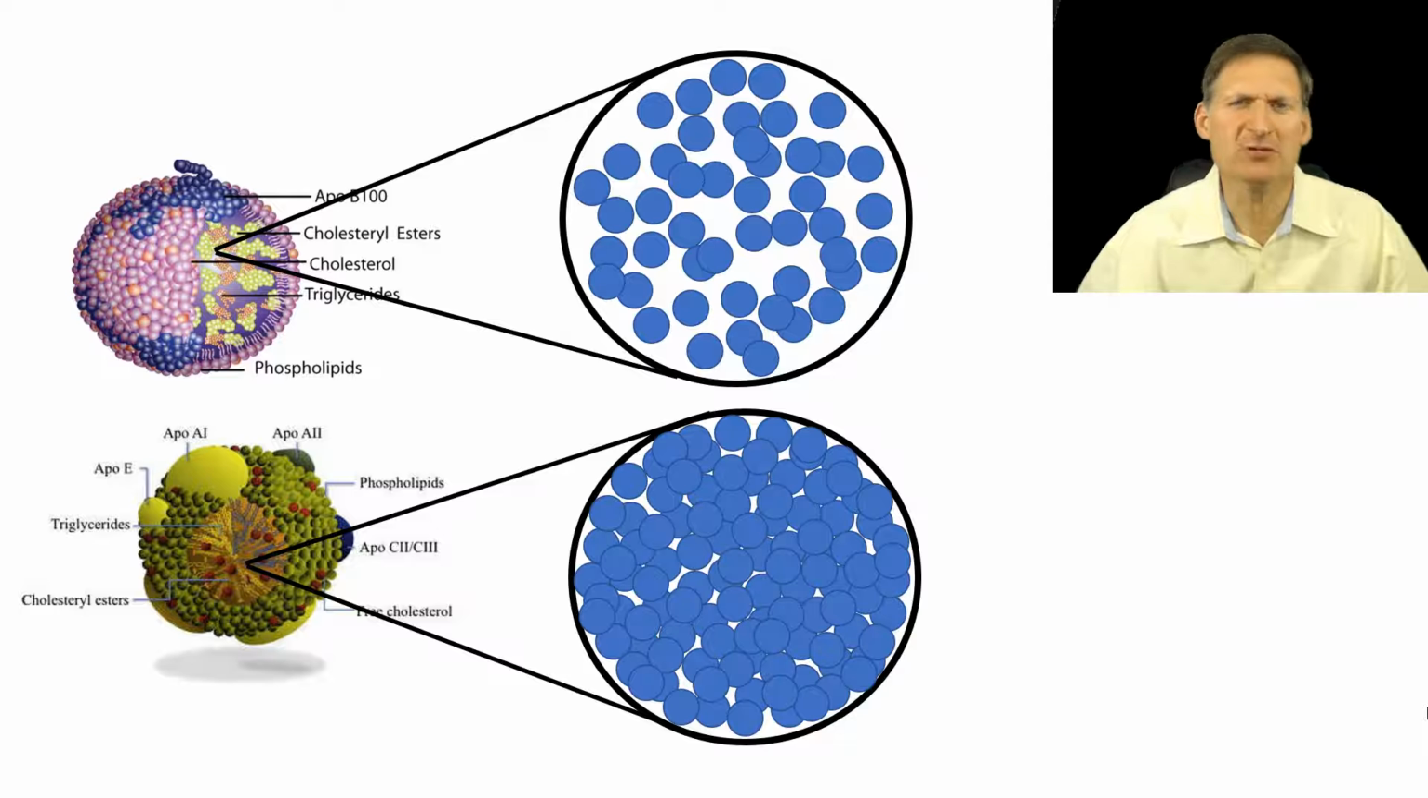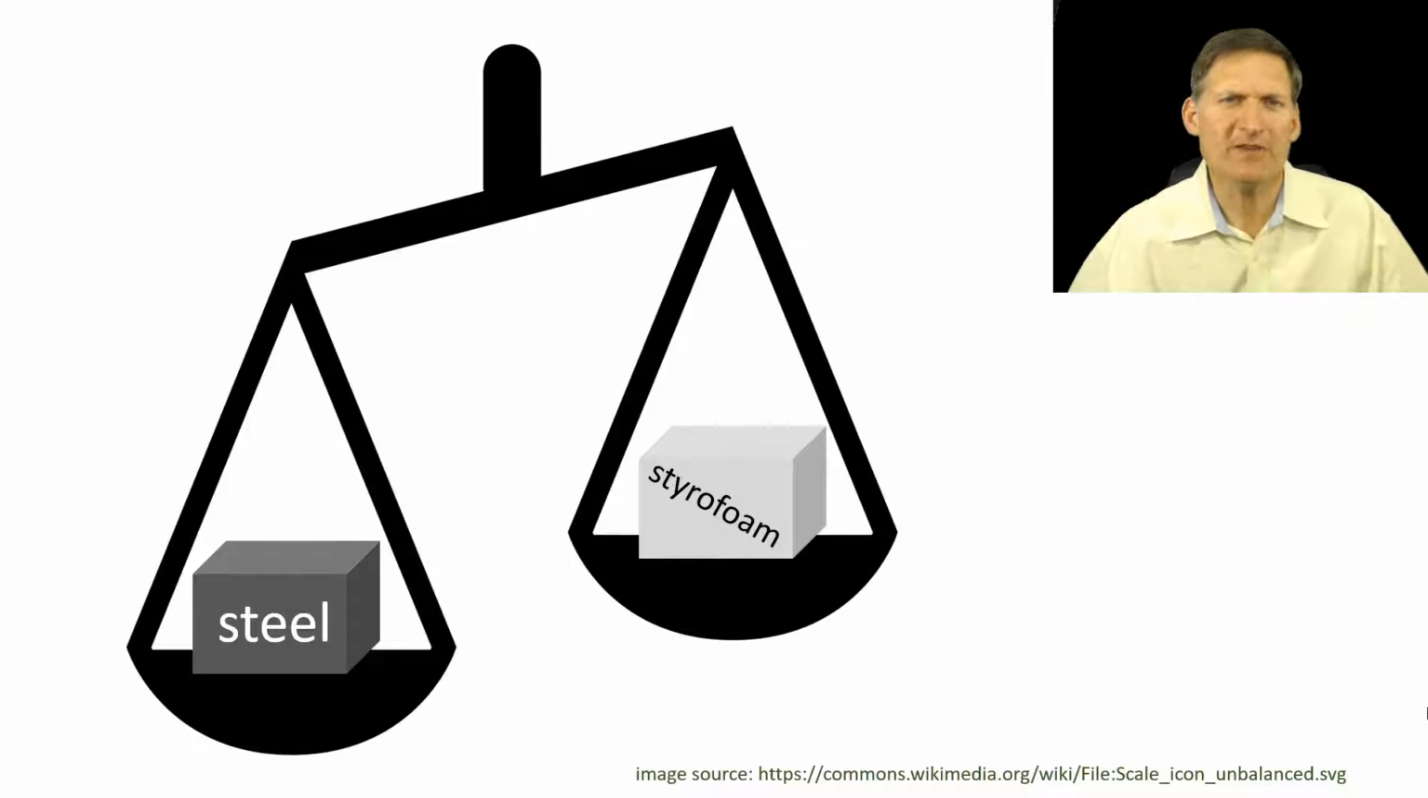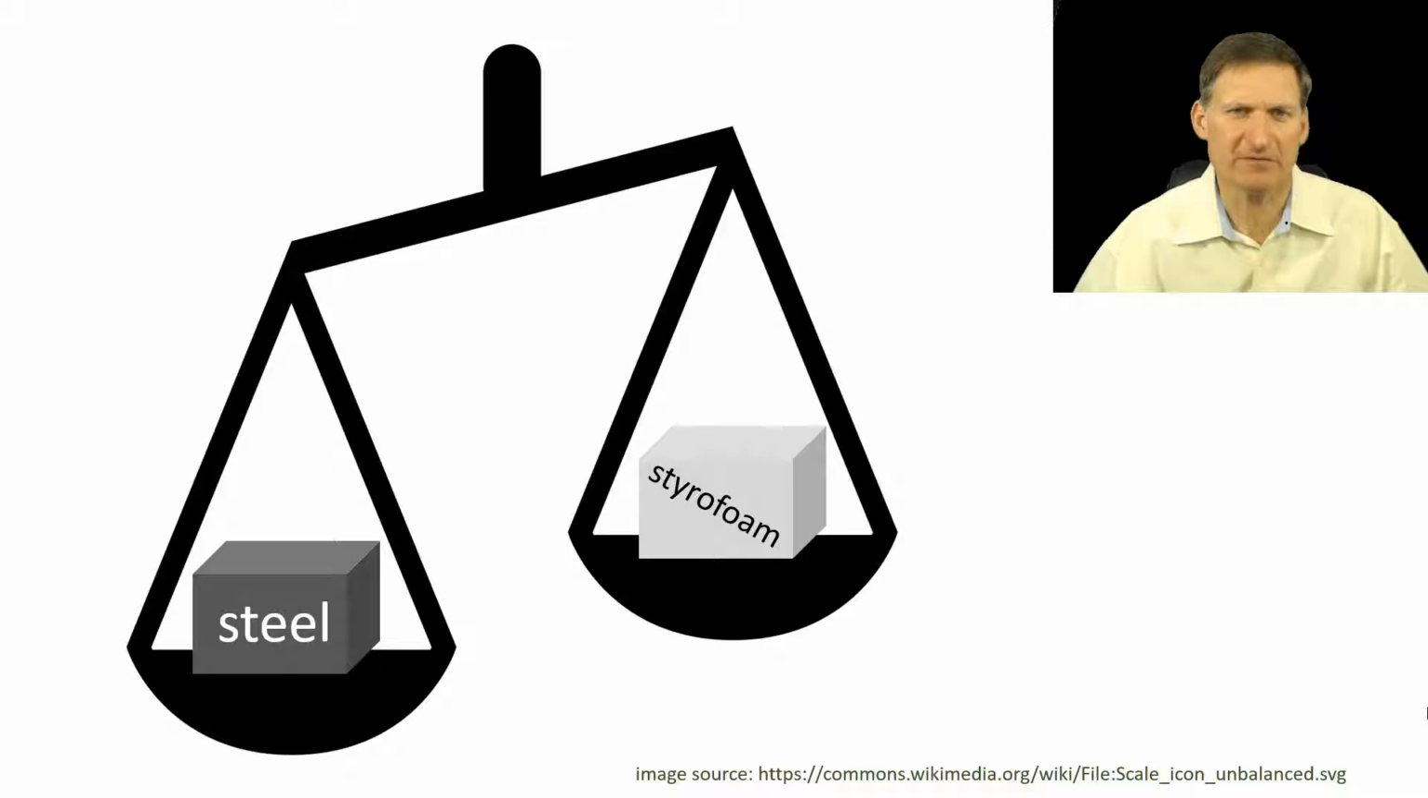Let's consider some things you're more familiar with. Let's say you have equal volumes of steel and styrofoam. We know steel has the higher density because its mass is greater than the styrofoam. Steel would be like the HDL and styrofoam like the LDL.